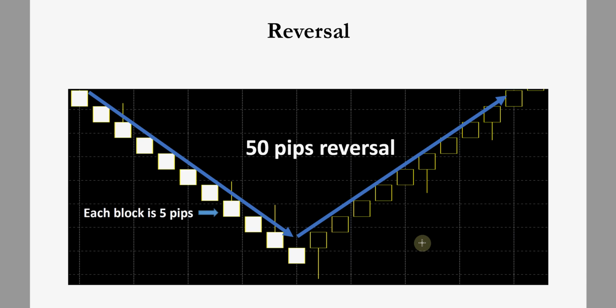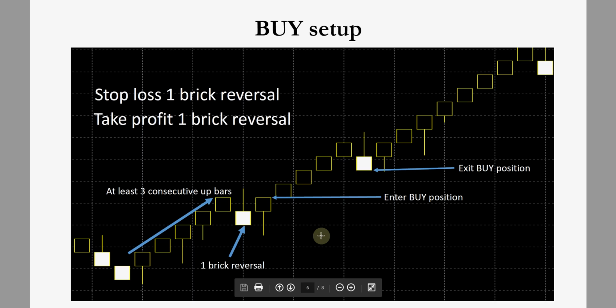So this is an example of just a reversal. Now, buy setup. To buy in Renko or sell in Renko, we have 2 conditions. It has to meet 2 conditions.